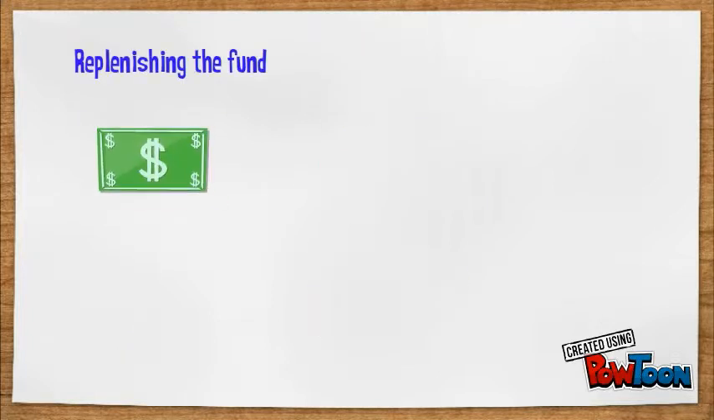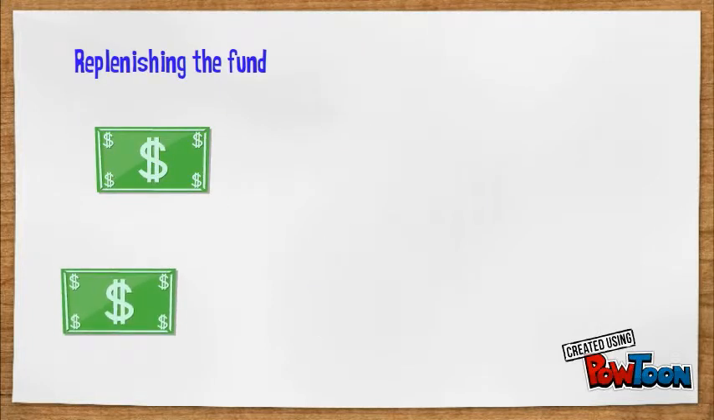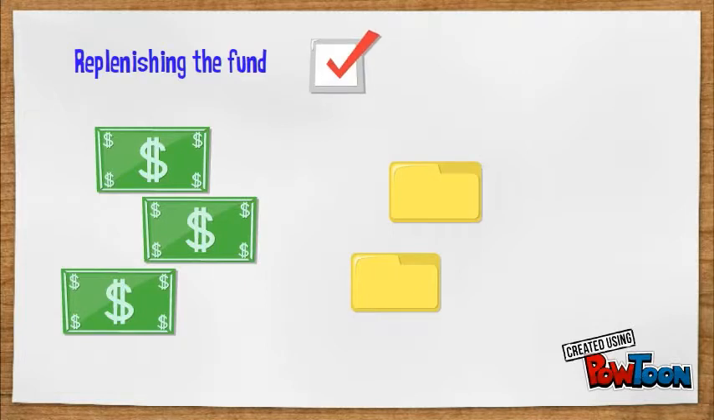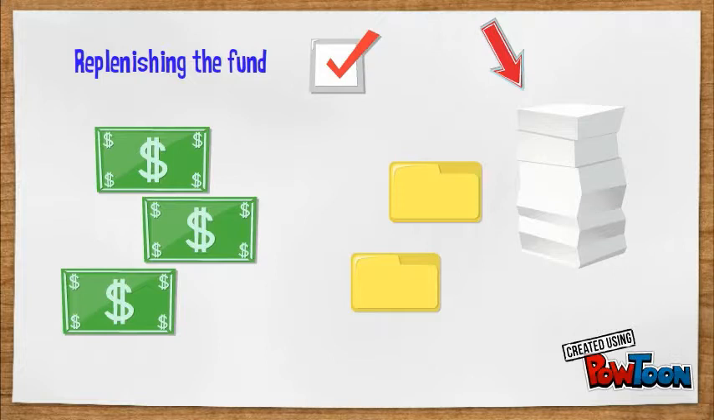As the cash in the fund decreases, the fund must be replenished. The remaining cash is counted and the company cashes a cheque for the amount that brings the total back to the original balance. The receipts in the fund are then used as documentation for recording expenses.